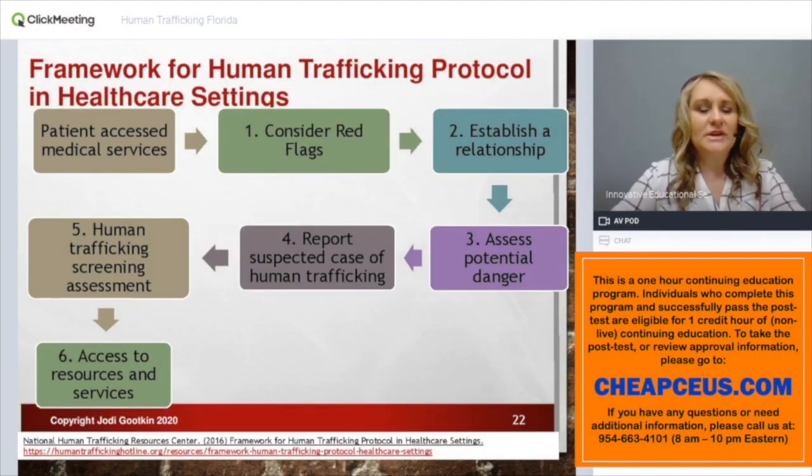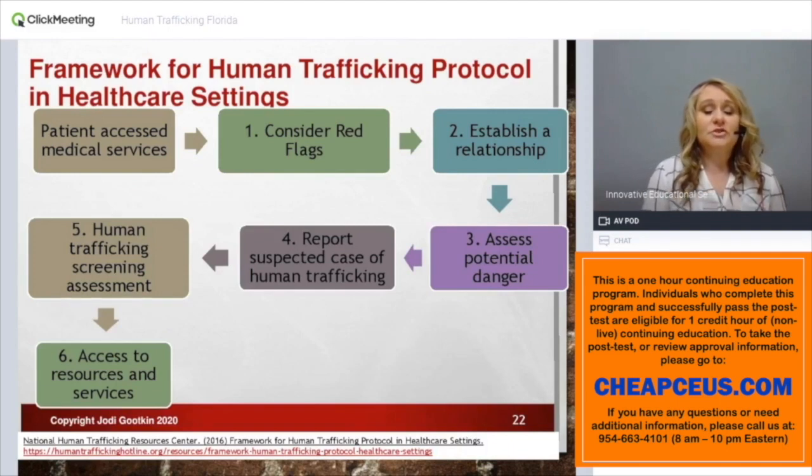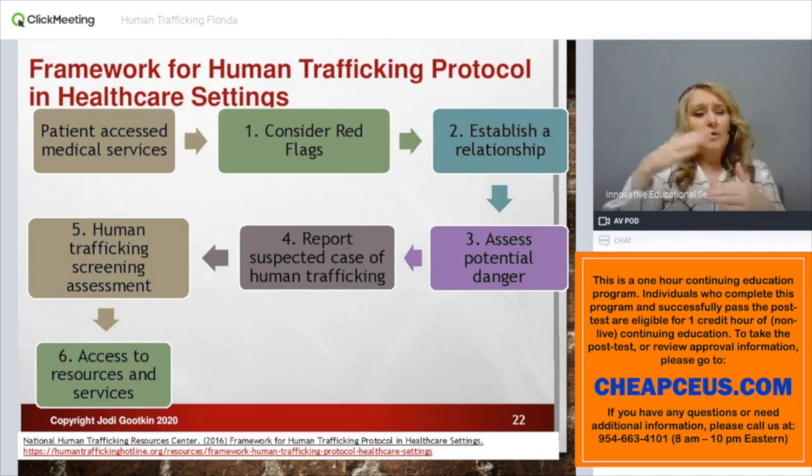The different protocols that have been developed take into consideration what I just mentioned about the victims: they are not the criminal, their trafficker is, and they have specific needs. So there's a framework that has been established by the National Human Trafficking Resource Center for individuals in healthcare to help us think through the process of how to identify and assist these victims.